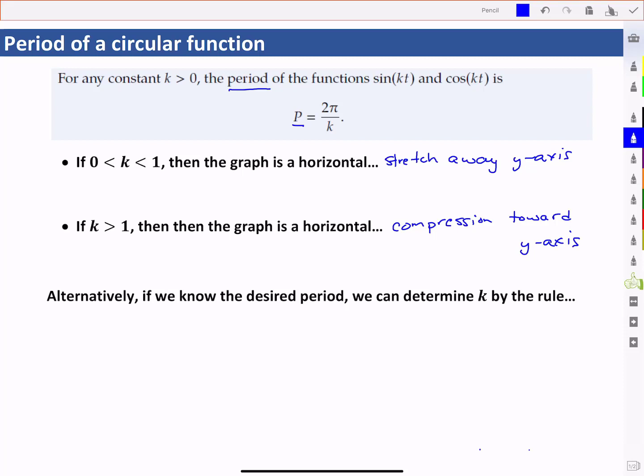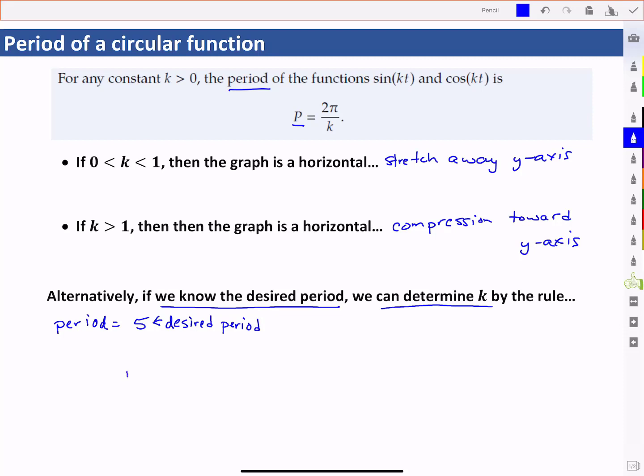As we think about using transformations of the sine and cosine functions to model different phenomena, it is apparent that we will need to generate functions with different periods. For instance, if a Ferris wheel makes 1 revolution every 5 minutes, we'd want the period of the function that models the height of one car as a function of time to be p equals 5. This leads to the need for us to be able to find the value of k given a desired period. In other words, we need to find the value of k given the period.